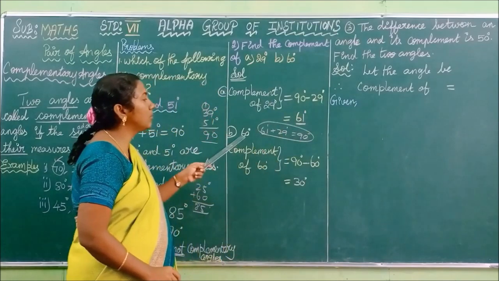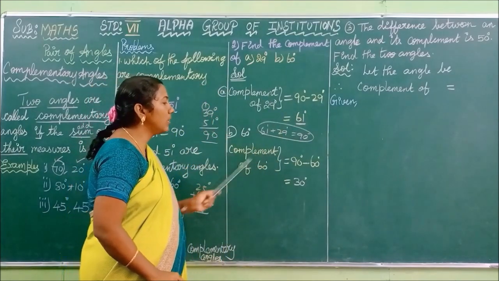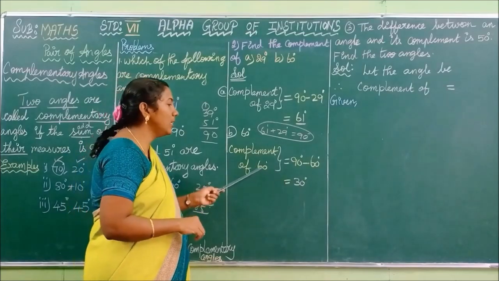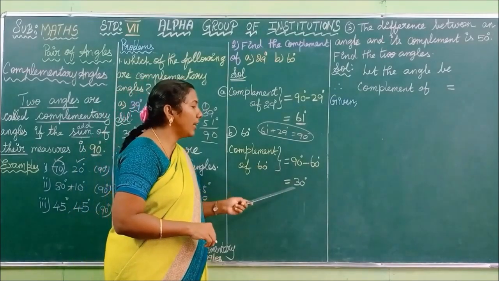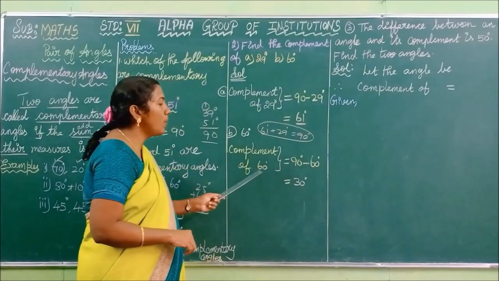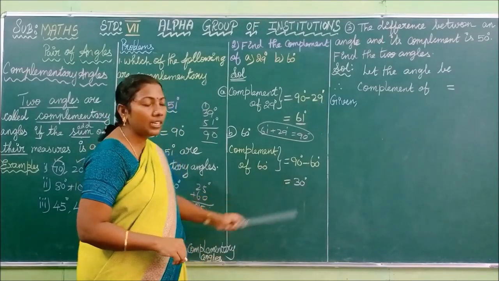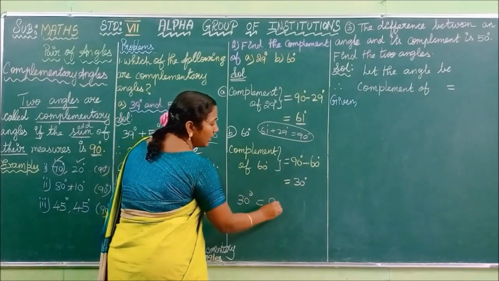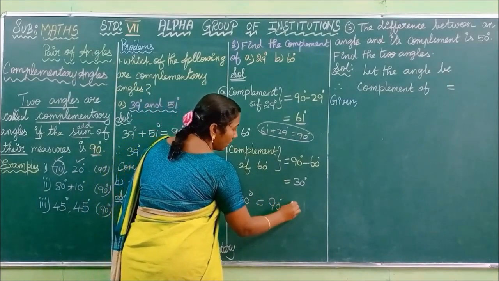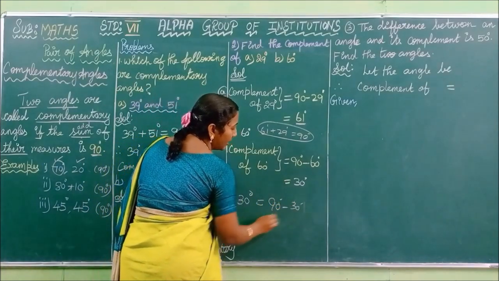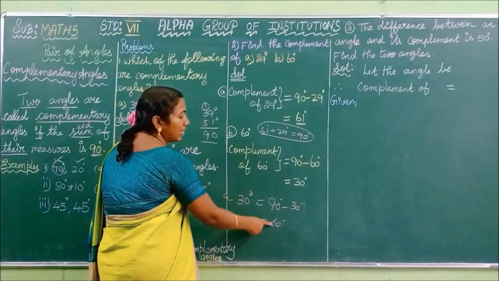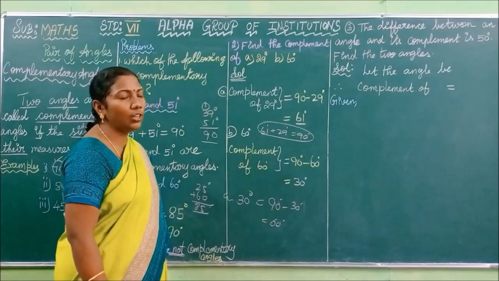See the next sum, 60 degrees. Complement of 60 degrees. How can you find the complement of 60 degrees? By subtracting 60 from 90, you get 30 degrees. Thus, complement of 60 degrees is 30 degrees. What is the complement of 30 degrees? By subtracting 30 from 90, you get the answer 60. So, in that case, we can say complement of 30 is 60. Do you understand, children? Okay.